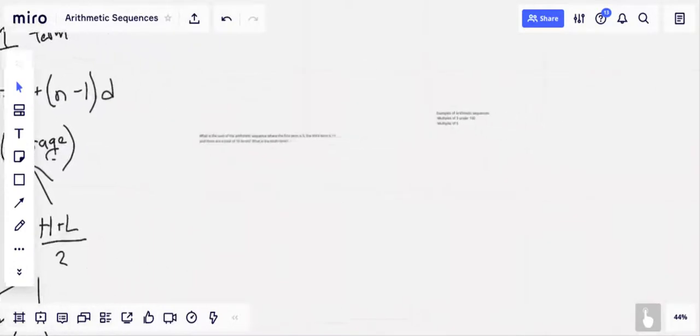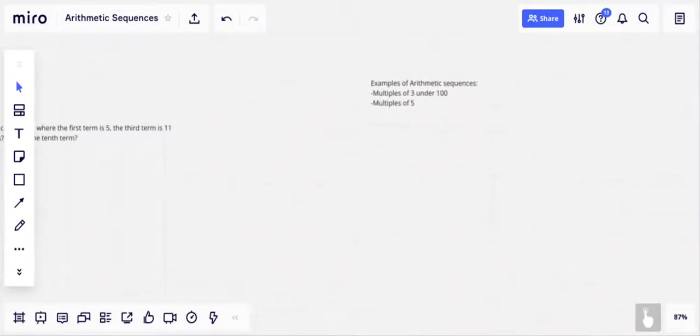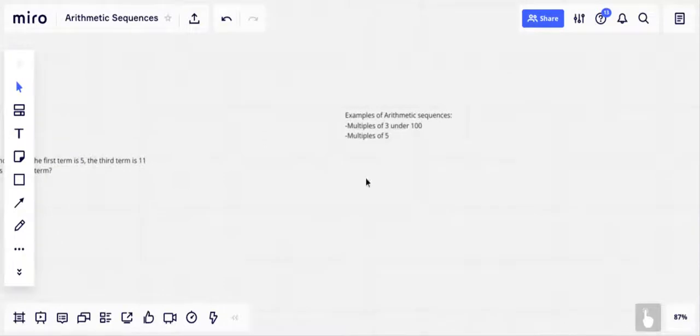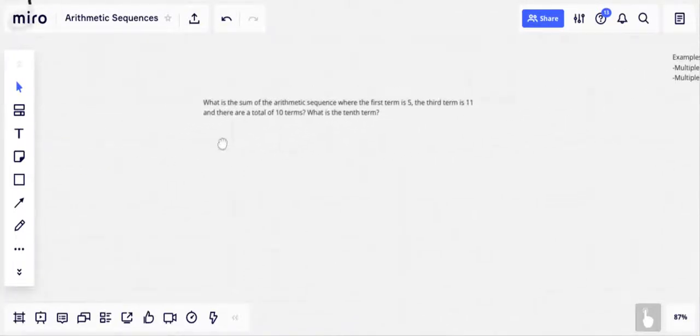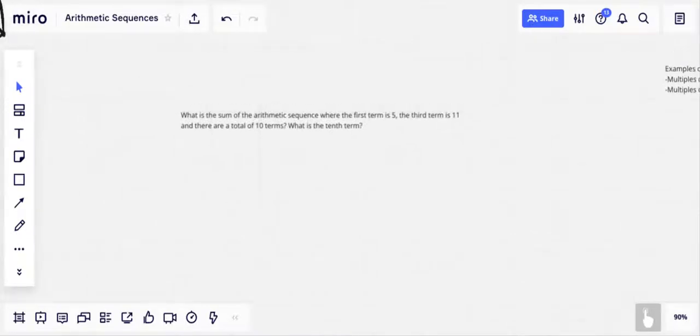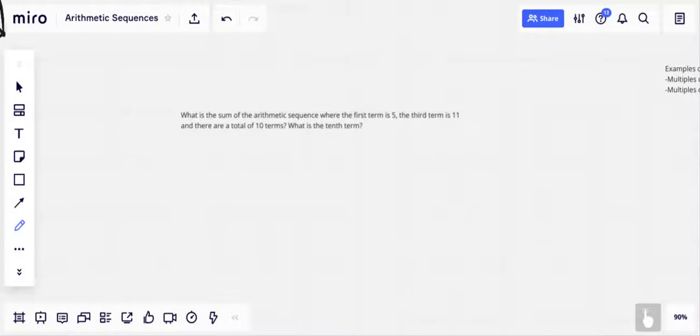Now we can do some examples of arithmetic sequences. Some examples are the multiples of 3 under 100, as we did, and the multiples of 5. So let's do a practice problem. The problem states, what is the sum of the arithmetic sequence where the first term is 5, the third term is 11, and there are a total of 10 terms? And the second part is asking, what is the 10th term?